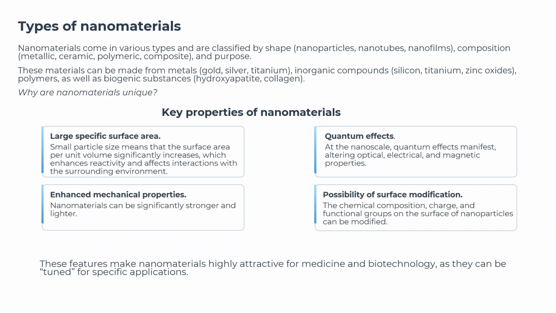Mechanical properties: nanomaterials can be significantly stronger and lighter. Surface modification capability: it's possible to alter the chemical composition, charge, and functional groups on the surface of nanoparticles. These features make nanomaterials very attractive for medicine and biotechnology because they can be tuned for specific tasks. Thus, understanding what nanomaterials are and why they possess unique properties, we now move on to their classification, with an emphasis on biocompatibility and bioactivity.